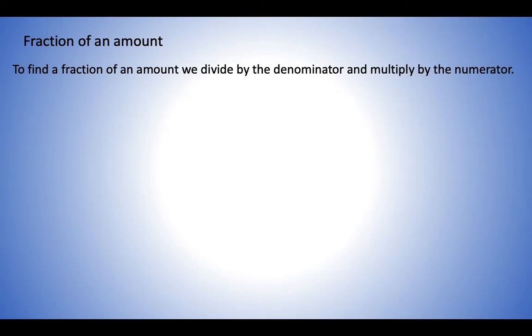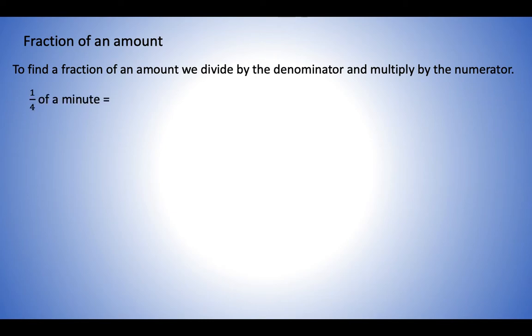Now, you might be asked to find a fraction of an amount, like what is a quarter of an hour, or what's 2.5 hours in minutes. To find a fraction of an amount, we divide by the denominator and multiply by the numerator. I don't know if you remember, but we did have that song: we always divide by the number on the bottom and multiply by the number on the top. And there were actions that went with it.